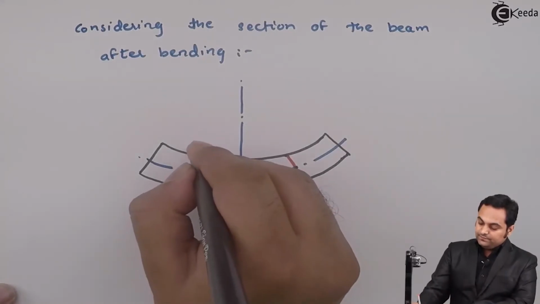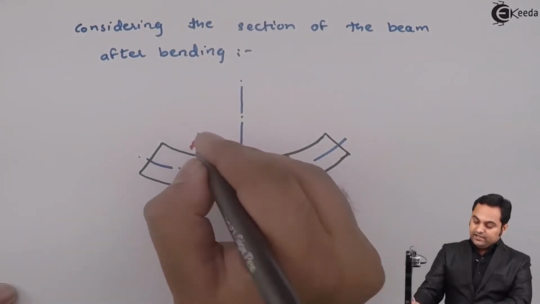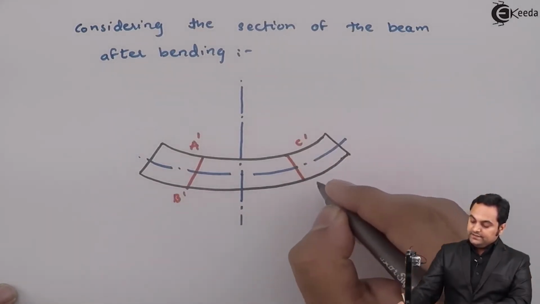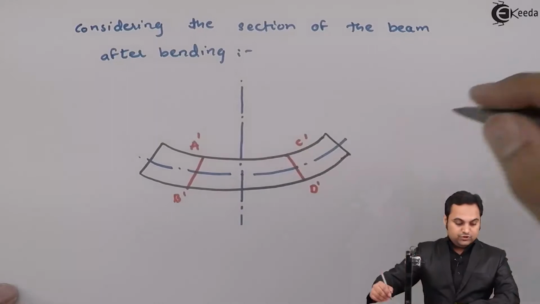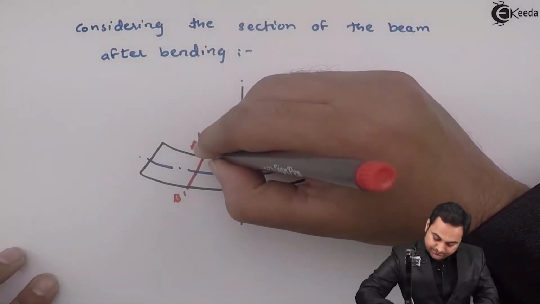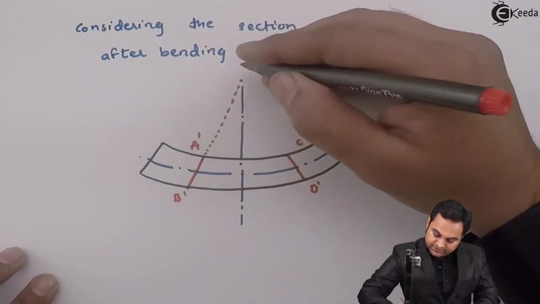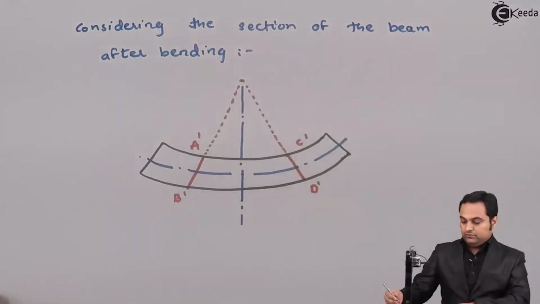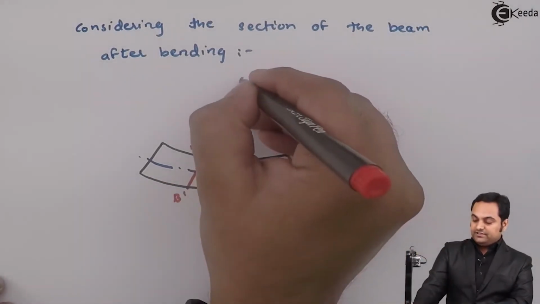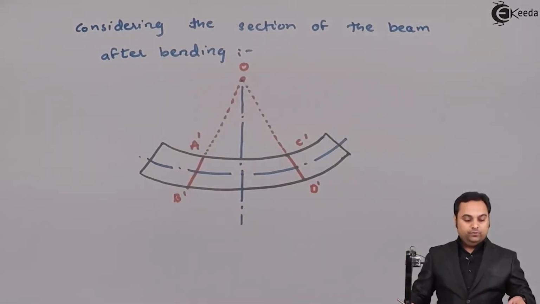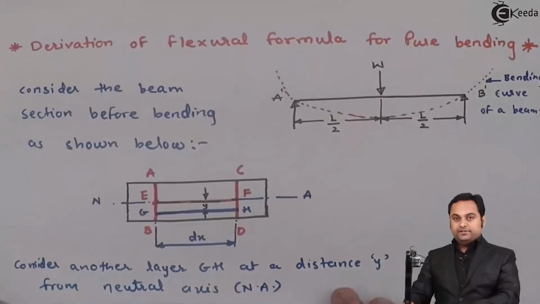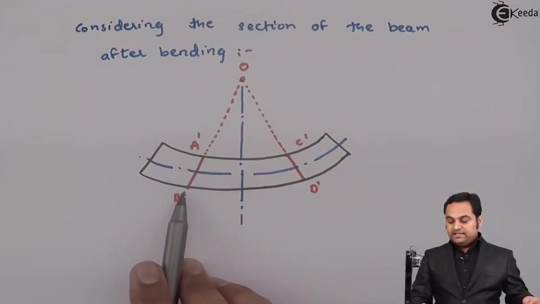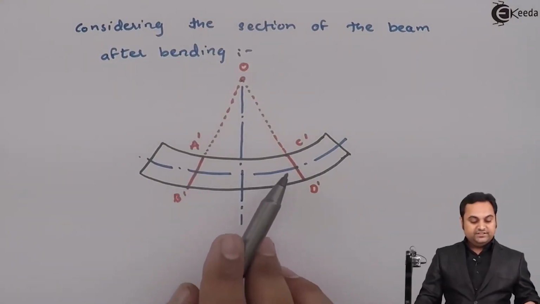So here, for A, when it gets shifted, I'll mark A dash, B as B dash, then C dash and D dash, joining them up to the center where they will intersect. There we will get the center. Now at this intersection I am getting point O. So here what has happened is that after bending, A has been shifted to A dash, B has been shifted to B dash, similarly C dash and D dash.